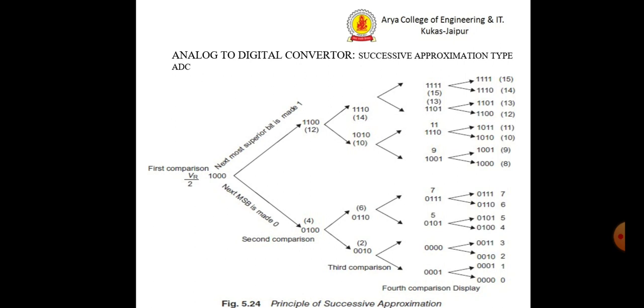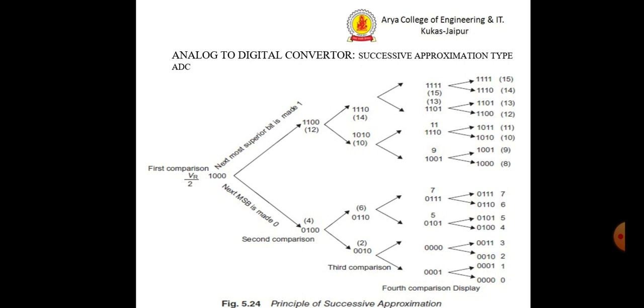If the input is still less, a fourth comparison will be made with 0 and output will be given as 0 because the comparator cannot detect voltage level lesser than VR by 8. If the fourth comparison of the analog input is greater than 0, it is given as VR by 8 equals to 0 0 0 1.